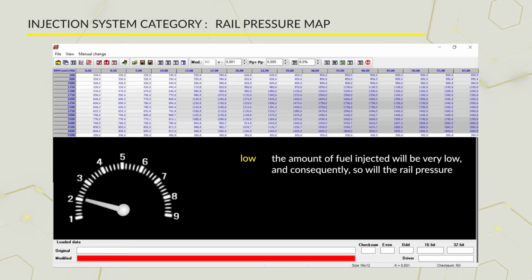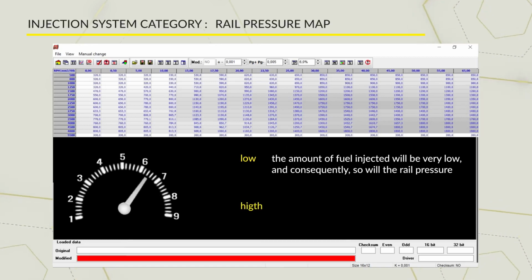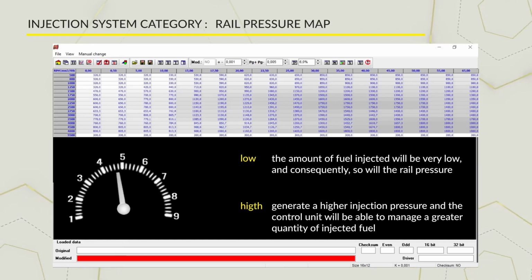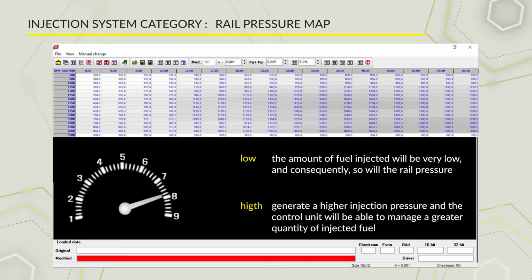On the other hand, when we increase the number of revolutions, RPMs, the high-pressure pump connected to the engine service belt will be able to generate a higher injection pressure, and the control unit will be able to manage a greater quantity of injected fuel. Remember that the increase in rail pressure could also decrease instantaneous consumption due to greater efficiency caused by the greater atomization of diesel fuel inside the cylinders, also causing increased injector wear.